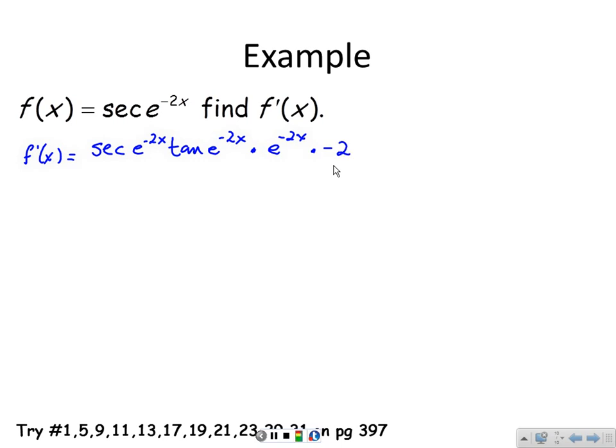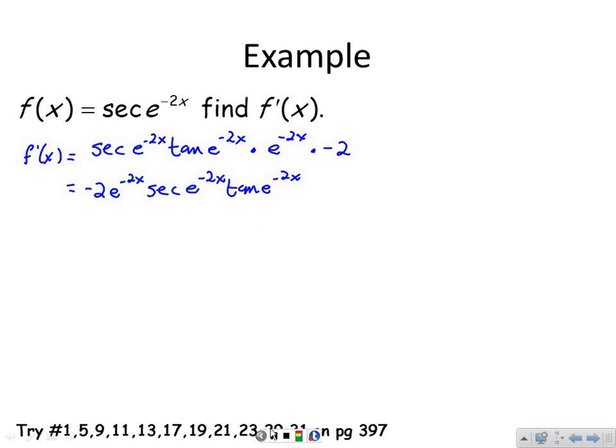Alright, so let's see what we can put together. This I can write as a coefficient before my trig. So I'm actually going to have negative 2 e^(-2x) secant(e^(-2x)) tangent(e^(-2x)). And that's all you can do. A lot of people may want to factor out an e^(-2x) here, here, and here, but you have to remember this is a coefficient. These are arguments. So you cannot factor out an e^(-2x).